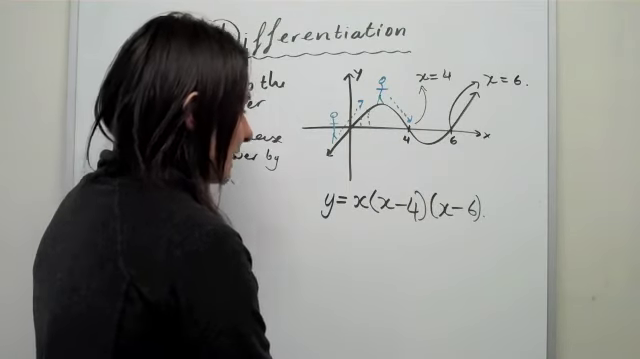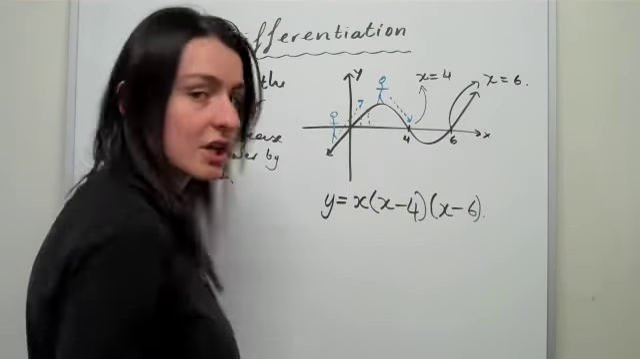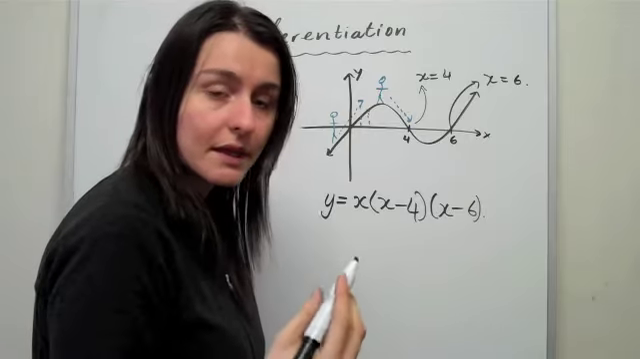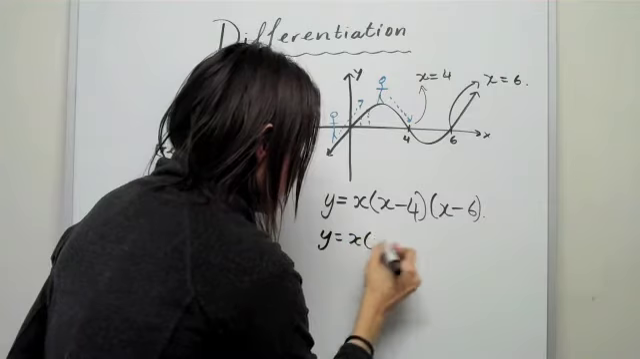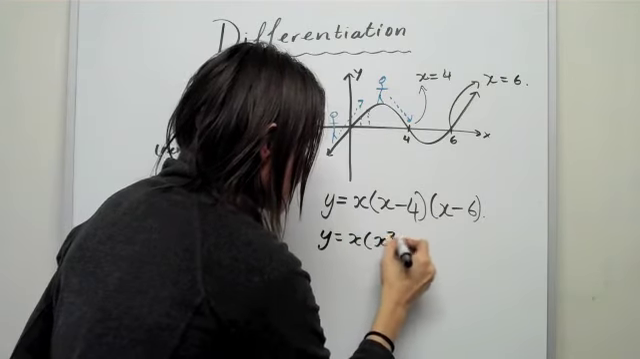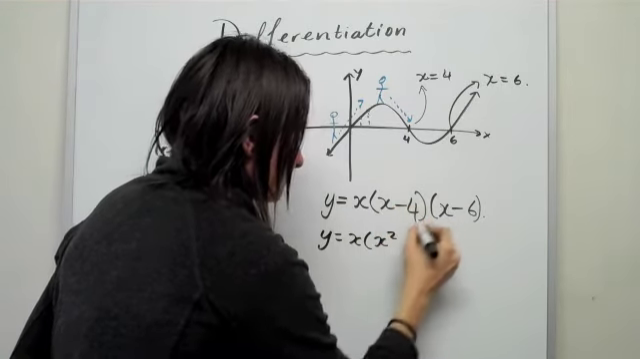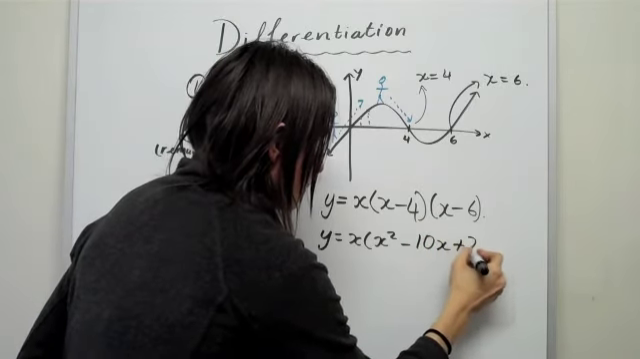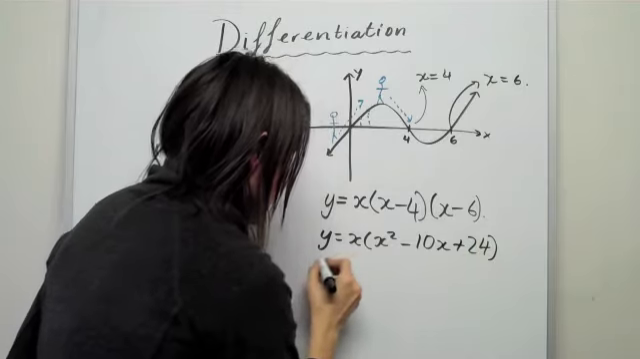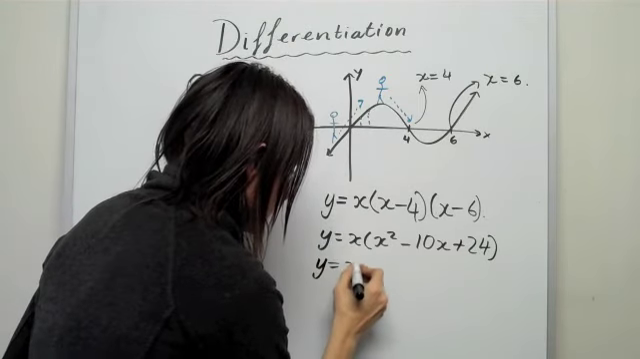Okay, so let us see how we differentiate this. You have to remember that you need to expand this. We're just going to use the FOIL method here. So we're going to get x squared minus 10x plus 24. And then you're going to expand it one more time.